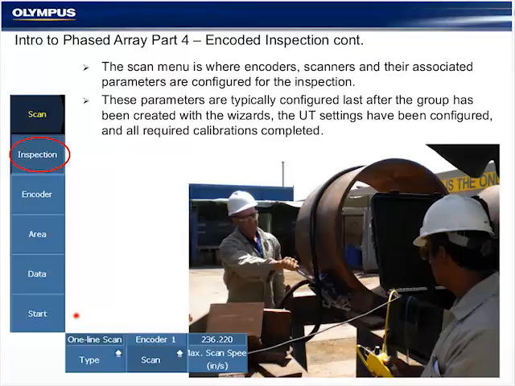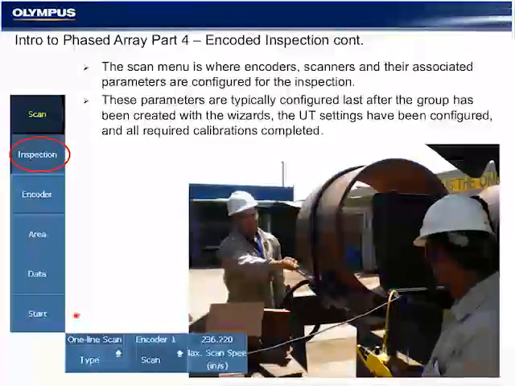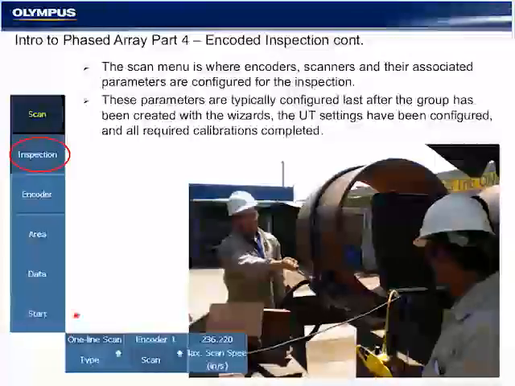The benefit of the phased array one-line scans on 1D linear array probes is that a traditional raster scan or an arm and wheel type movement in two directions can now be replaced with a one-line scan. That dramatically simplifies both the mechanics and the software of acquiring the data, as one axis is electronic, one axis is mechanical using the encoder. And these parameters are typically configured last, after all of the UT and phased array has been set up and calibrated using the wizards.